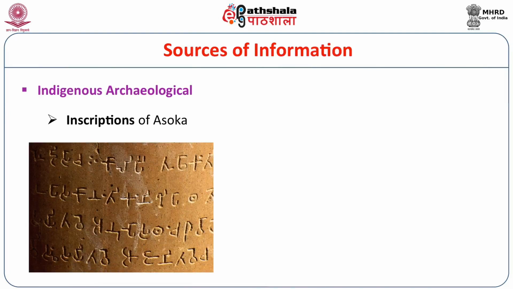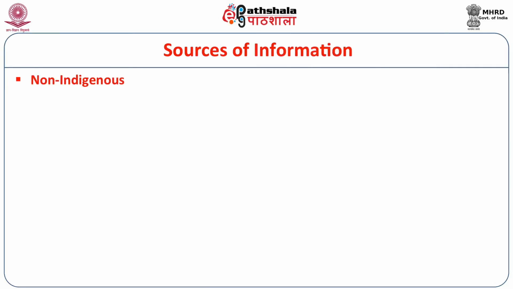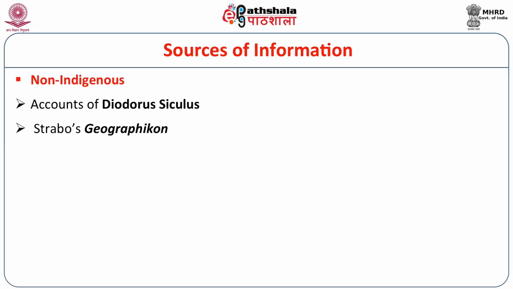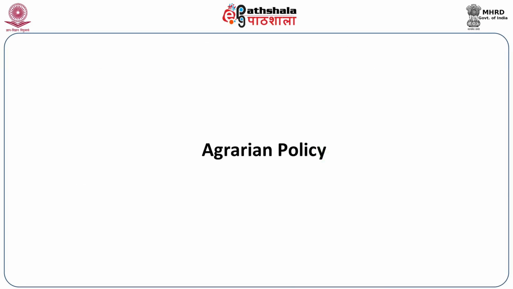Archaeological sources, in this category we find two major sources, inscriptions of Ashoka and the coins. Then we go to non-indigenous literary sources: accounts of Diodorus Siculus, Strabo's Geographica, Arrian's Indica, Megasthenes' Indica. So, these are the sources from which we shall be collecting information for understanding the economic conditions of the Mauryan period.